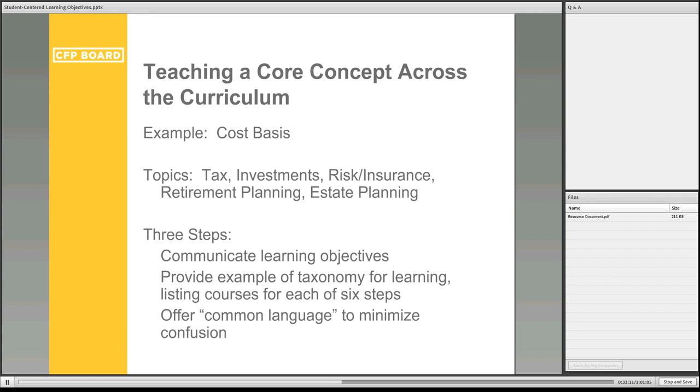So the first, I tried to divide it into steps, is that we need to communicate the learning objectives. So we would ask that all of us take these learning objectives and forward them to our colleagues, even those who might be teaching some of our courses or some of our required courses in other departments. It might also be helpful to have a meeting at some point with all of the faculty who teach any of the core courses, so that everybody's kind of on the same stage. And then offering a common language to minimize confusion is really important.